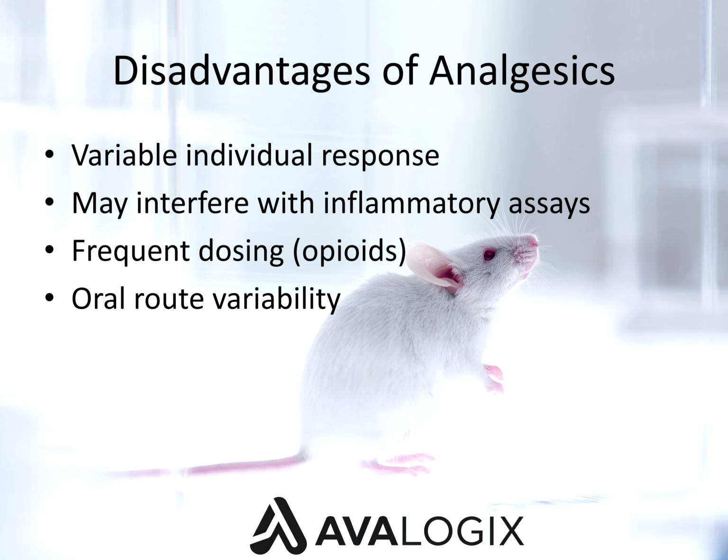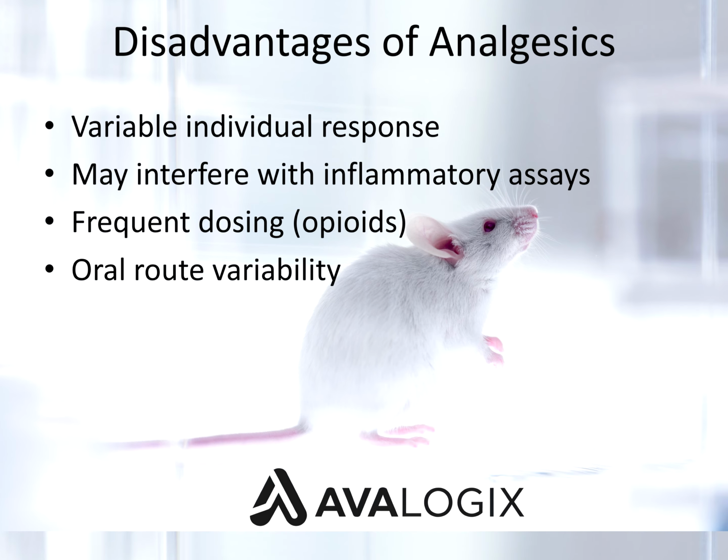However, analgesics aren't without downsides. There can be large individual variability in response. NSAIDs might interfere with inflammatory or immune parameters in your study. Opioids require repeated dosing, which increases handling stress. Additionally, oral administration can be unreliable, especially in group-housed mice, where dosing accuracy is difficult to ensure.